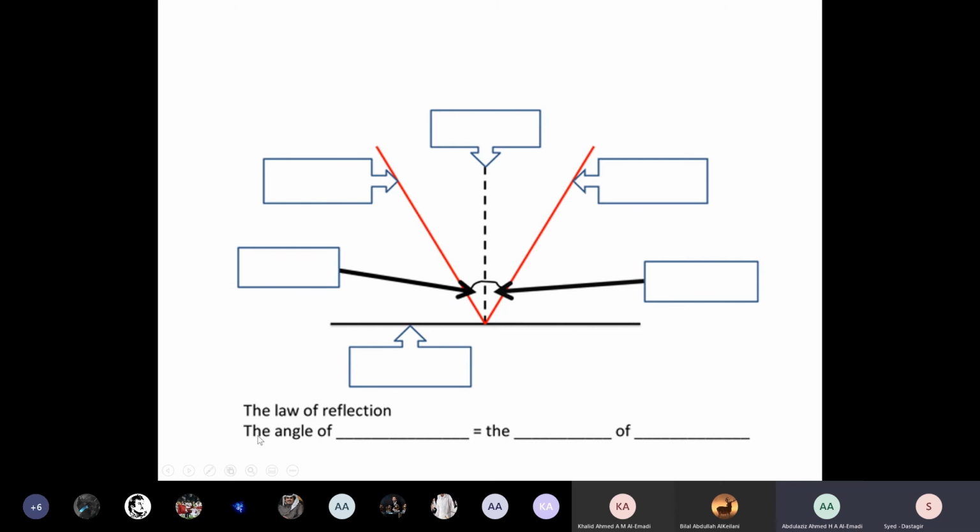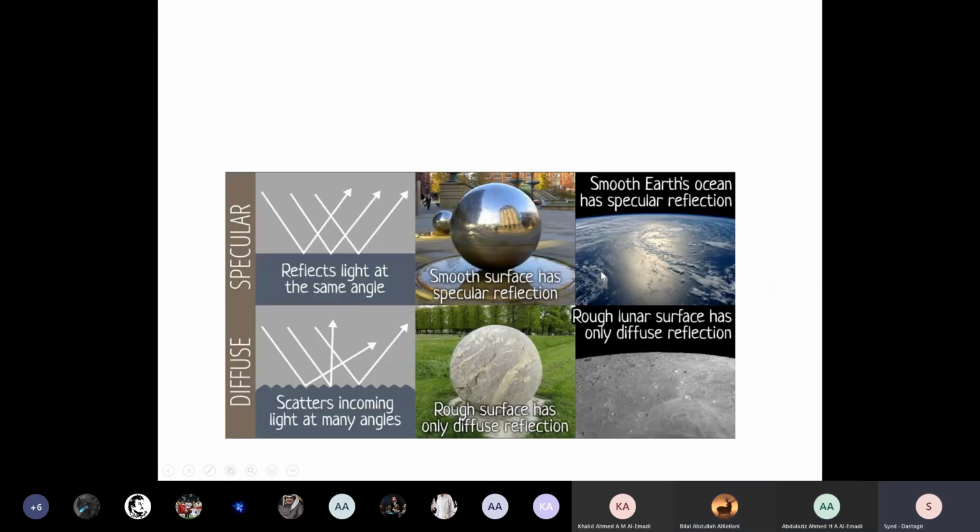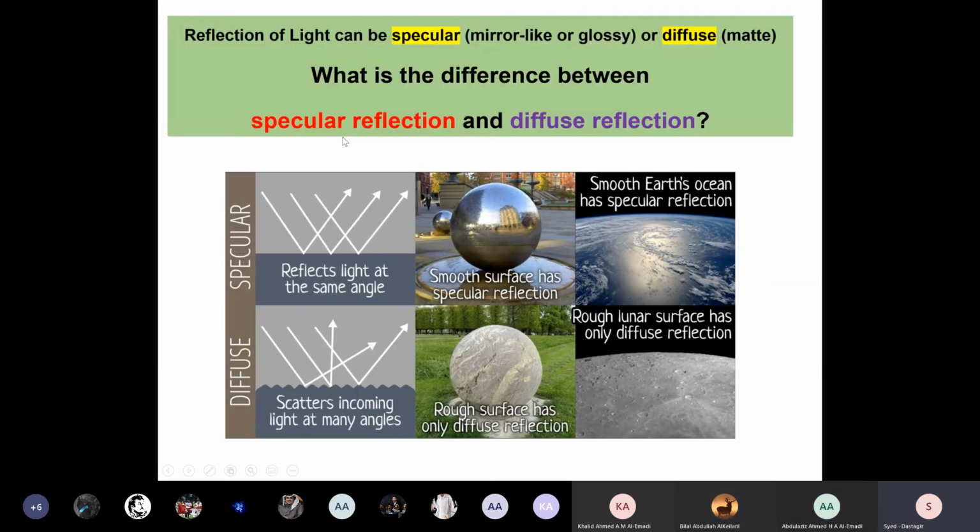The law of reflection means the angle of incidence equals the angle of reflection. Thank you, guys. Well done. Now we come to specular reflection and diffuse reflection. Have a look at the differences. Specular reflects the light at the same angle, as you can see. It's in an orderly fashion, right?